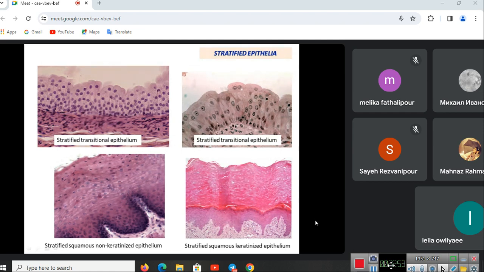And in the last picture we can see stratified squamous keratinized epithelium. Basal layer is here, below it connective tissue, other layers of cells, and here is the last time when we see the cell nuclei in cells. And all this is the keratinized layer, which contains non-living cells, dead cells, cell squames. So it is keratinized epithelium, stratified squamous keratinized epithelium of the skin.